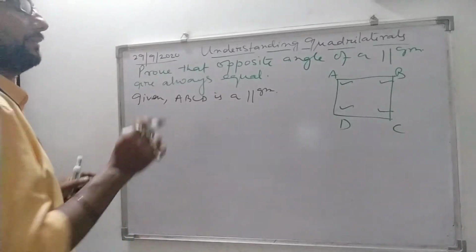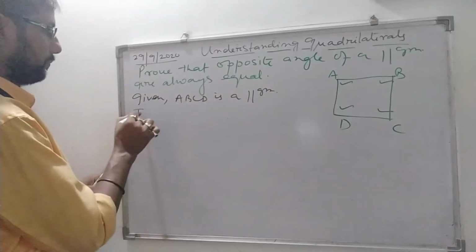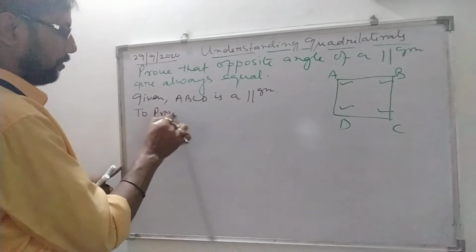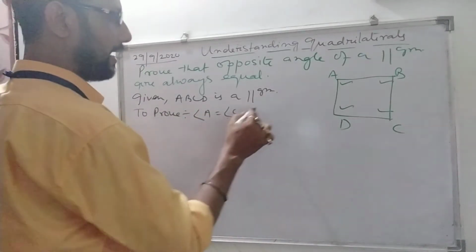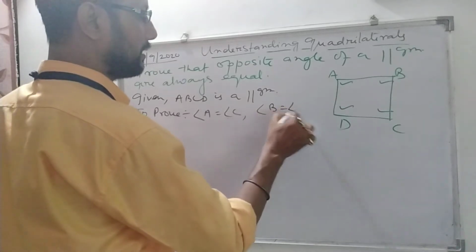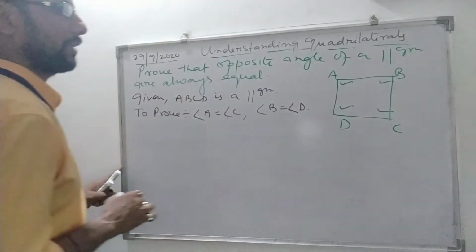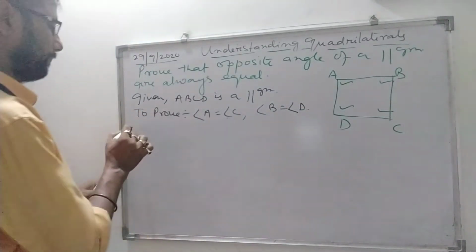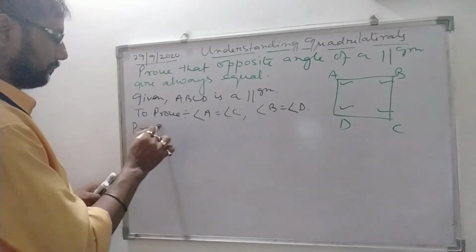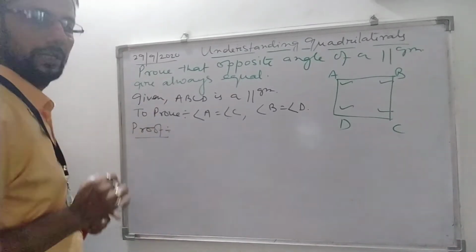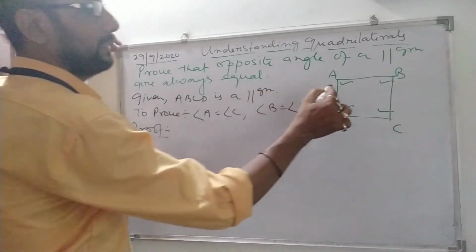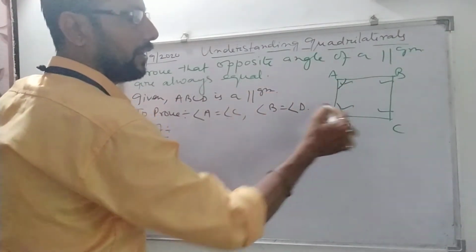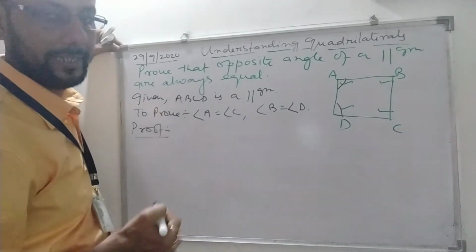Then, to prove: angle A is equal to angle C, angle B is equal to angle D. We have to prove this. Now the proof. Now we will do the proof. In the proof, what will we do, students? We know that the sum of the adjacent angles of a parallelogram is always 180 degree.